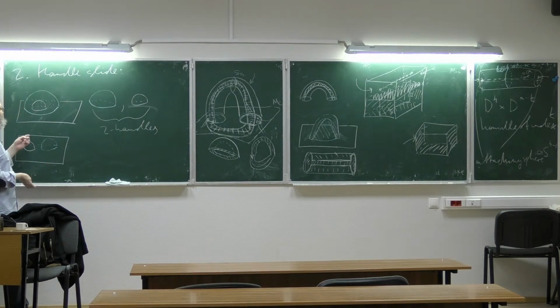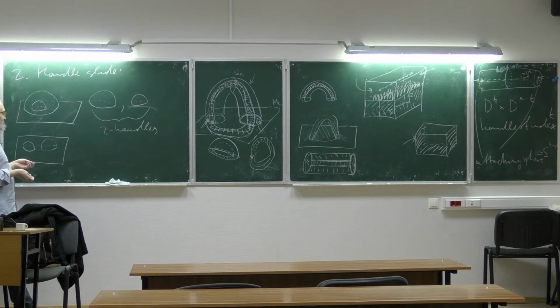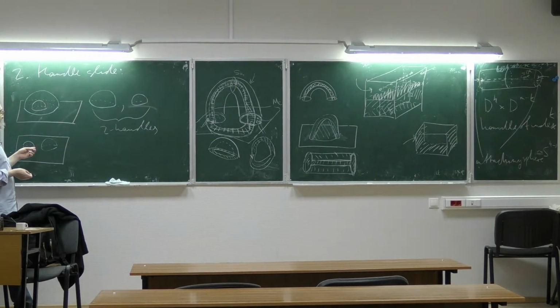So, what happens here is that I take the attaching sphere of the blue handle, which is just a circle, and I slide it through the boundary of the manifold, which I get after attaching the white handle, and the result is, in the first picture, the attaching circles are these two circles, and in the second picture, the other two circles.